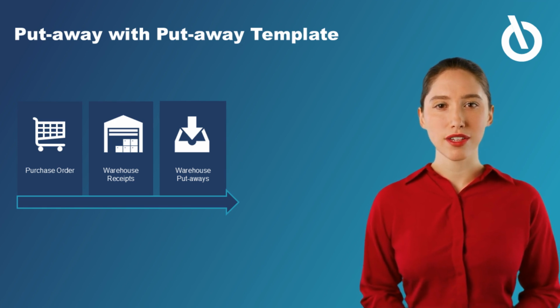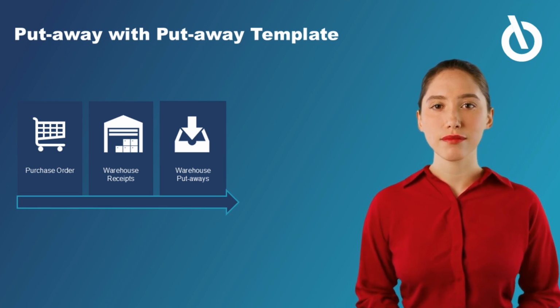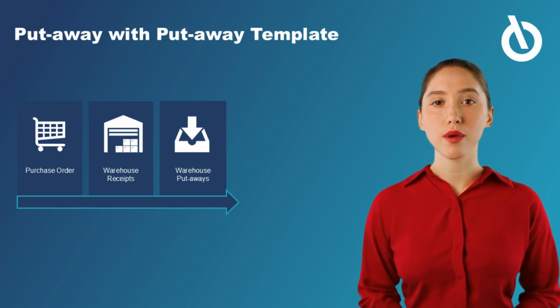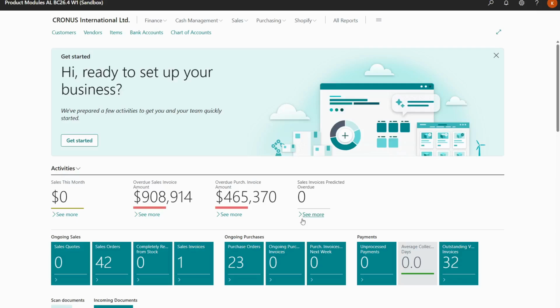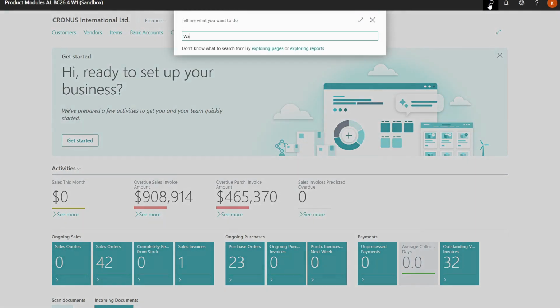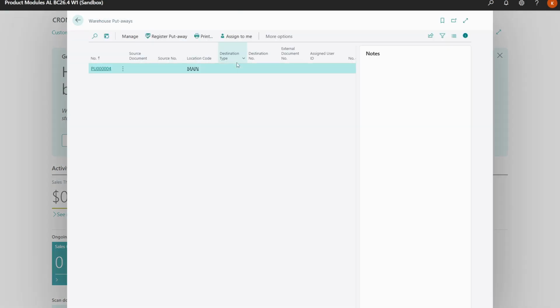After posting the warehouse receipt, we will review the put-aways in the final step. Since the bins A2 and A3 have been limited to a capacity of 500 units for the item, the system should have suggested putting away the total of 1,000 units to bin A1. Back in Business Central, we open the warehouse put-aways via the Tell Me function. In the overview, our put-away is immediately visible, and we open it.